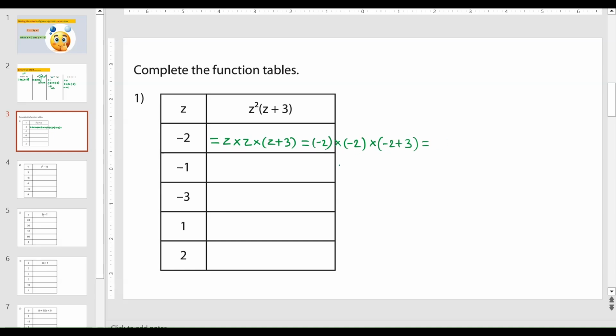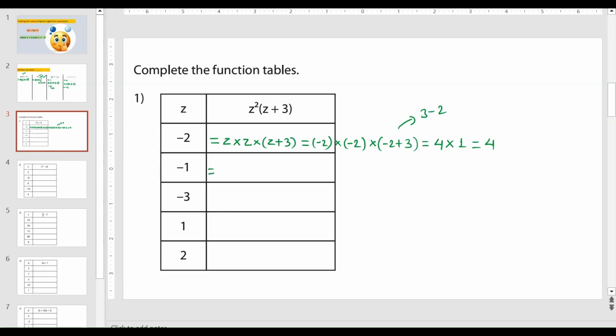So let's multiply these values. Minus 2 times minus 2 is plus 4. So we can write 4 times, and inside the bracket, minus 2 plus 3 is the same as 3 minus 2, so we get 1, and 4 times 1 is 4. So when we have minus 2 as the value of z, the value of the whole expression is 4.